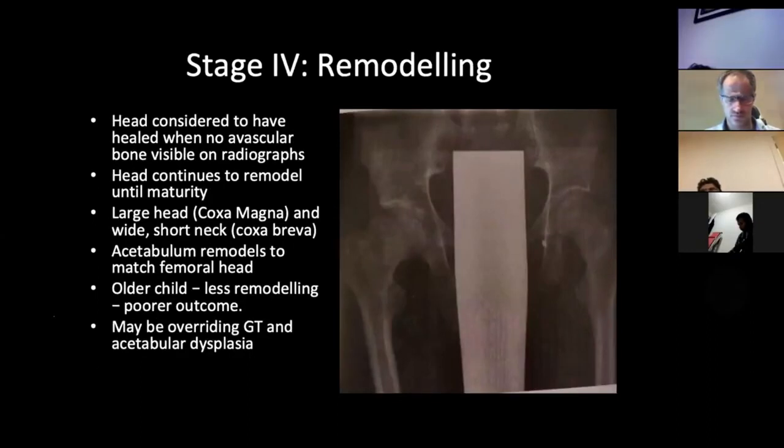And then the remodeling stage is when you get healing of the bone. So the bone resorbs, and the sclerotic and radiographic changes start to return to normal. You get a femoral head that looks almost normal, but it may have deformation, it may have some of the changes that we'll talk about. So one of the things is a large head, it's coxa magna. You might have a wide short neck, which is coxa breva.